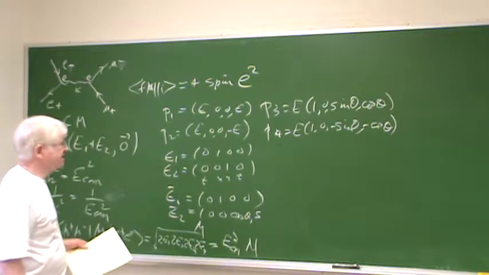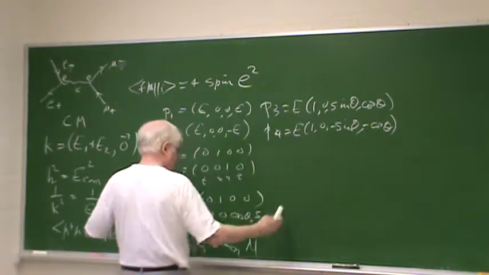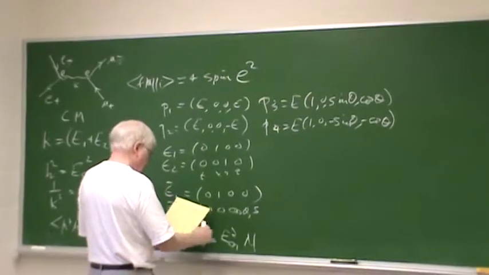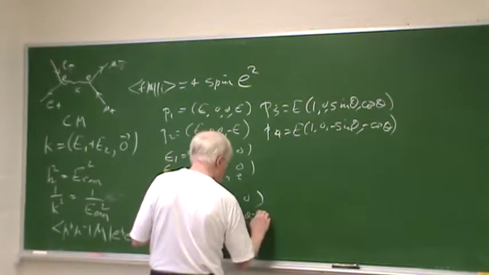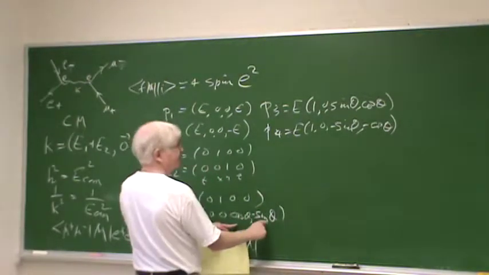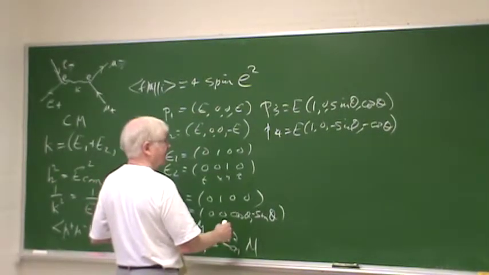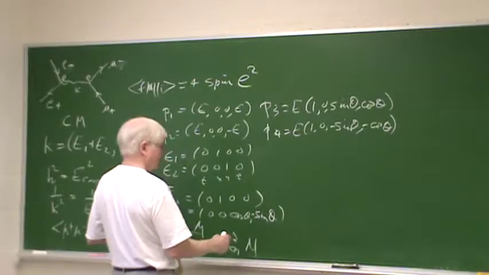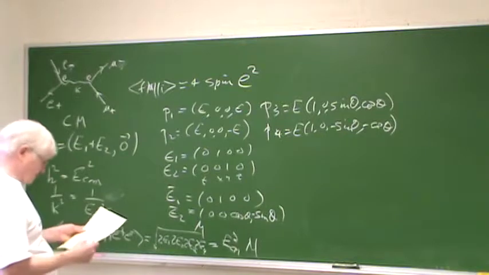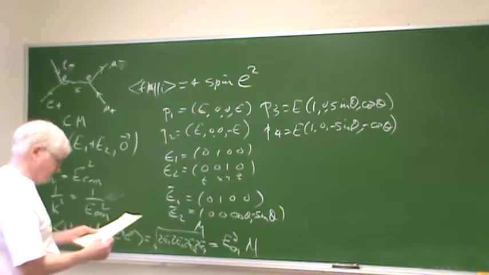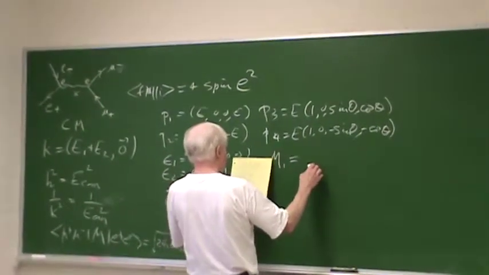So the photon polarizations have to be parallel and perpendicular to these two, and so this particular one, this second one here, can be cosine theta, but it has to be minus sine theta. So then this, plugged into that, gives 0.